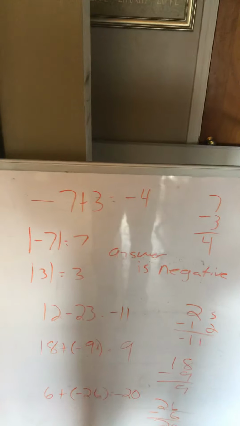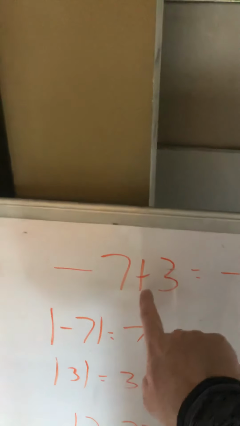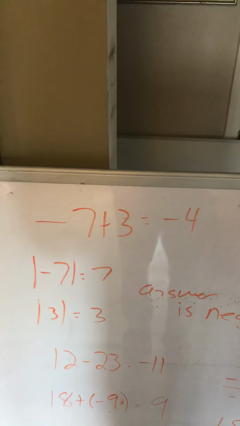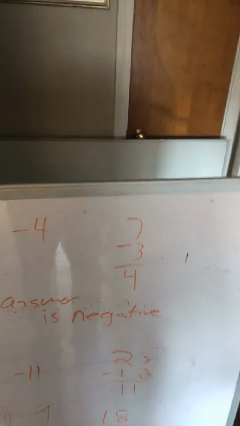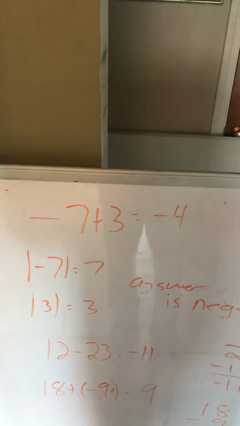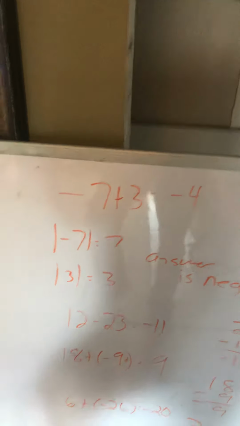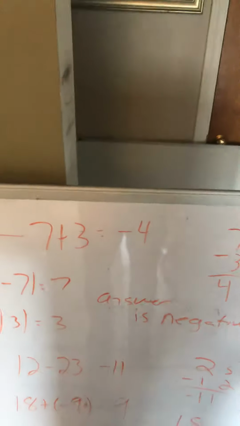Negative 7 plus 3. One negative, one positive, we subtract. 7 minus 3 is 4. The absolute value of negative 7 is 7. The absolute value of 3 is 3. So my answer is negative 4.